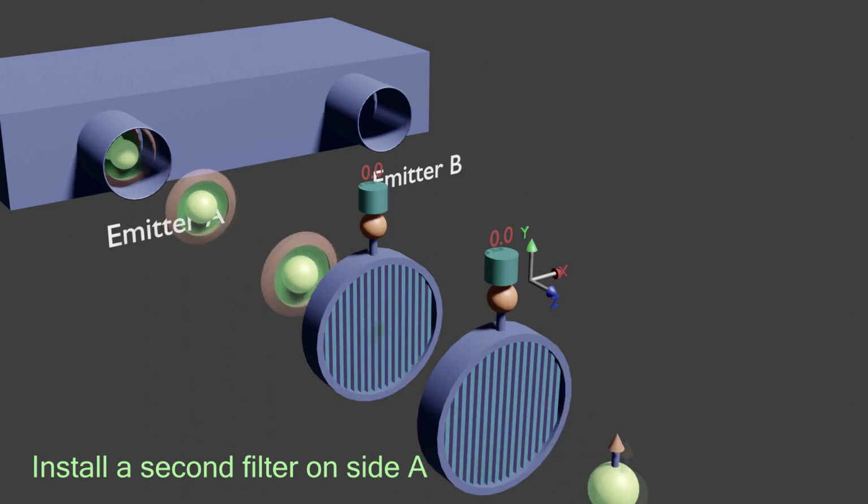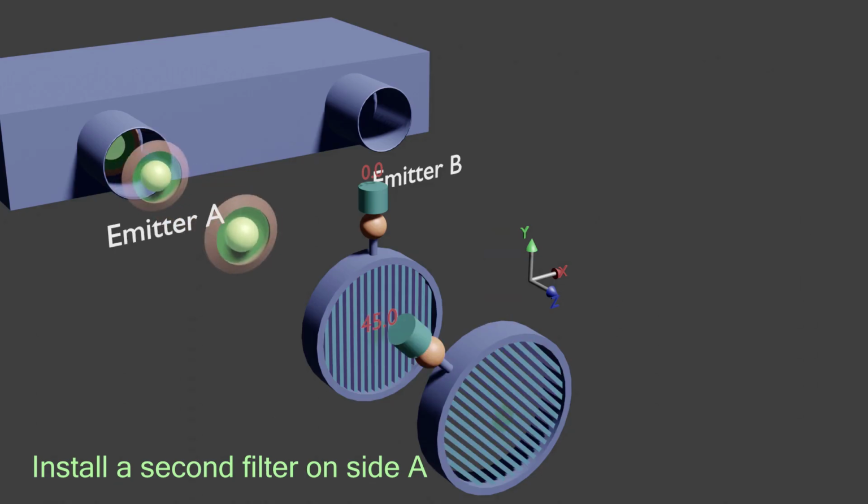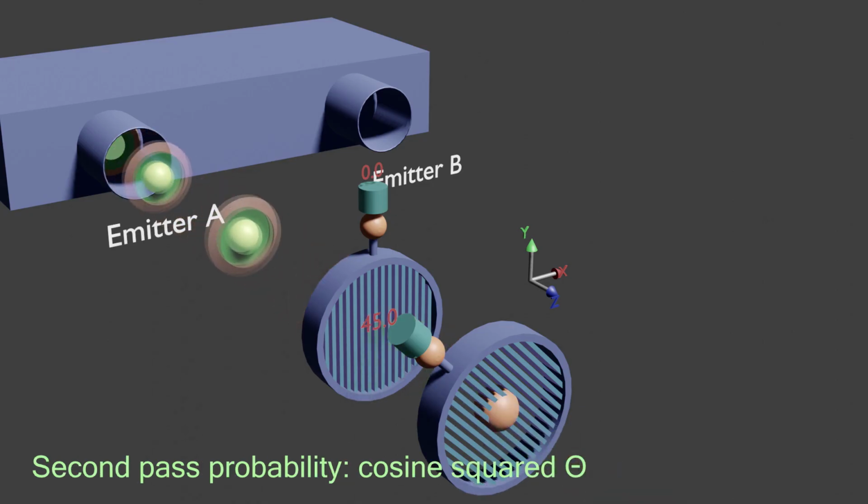Next, install a second polarizing filter on side A. An unpolarized photon will pass the first filter with a 50% chance and pass through the second filter as a linearly polarized photon. In this case, if the angle between the two filters is theta, the probability of passing through the second filter is cosine squared theta.